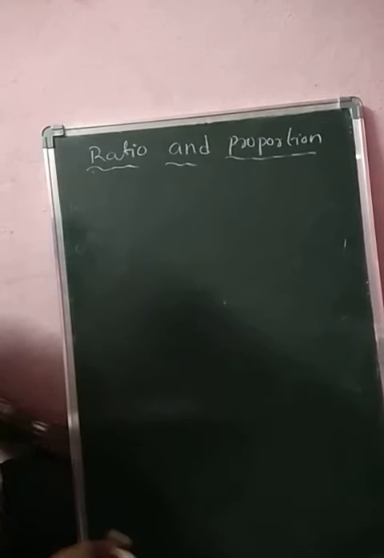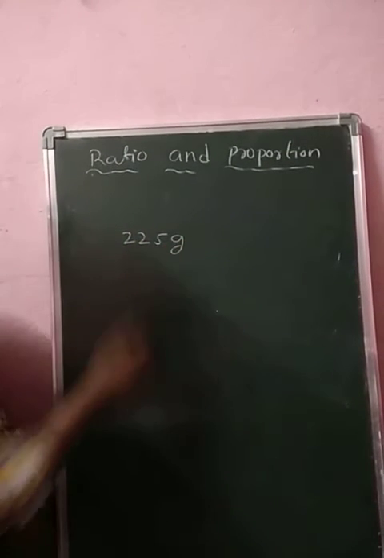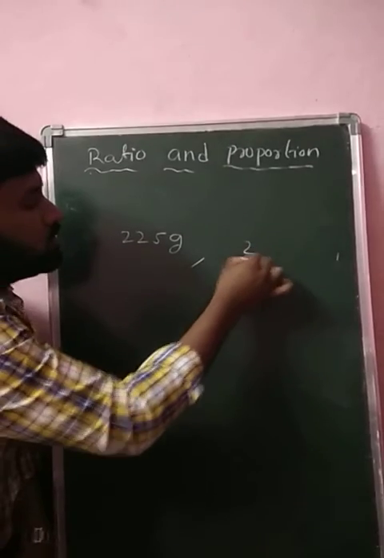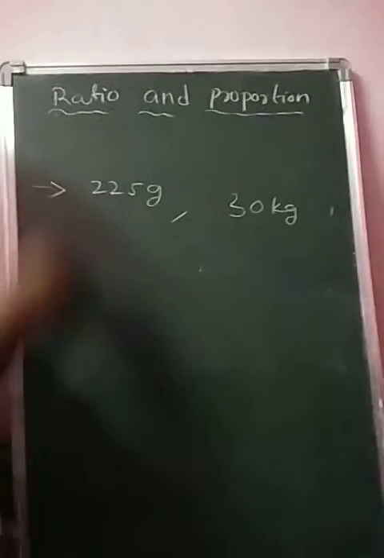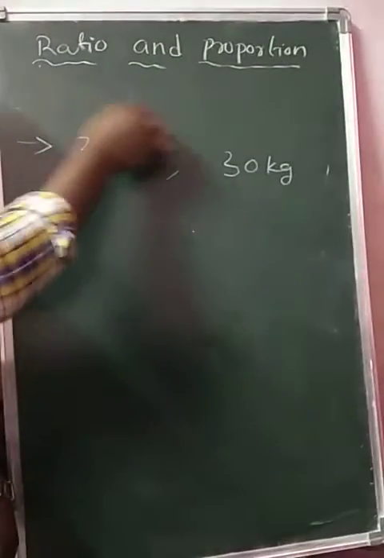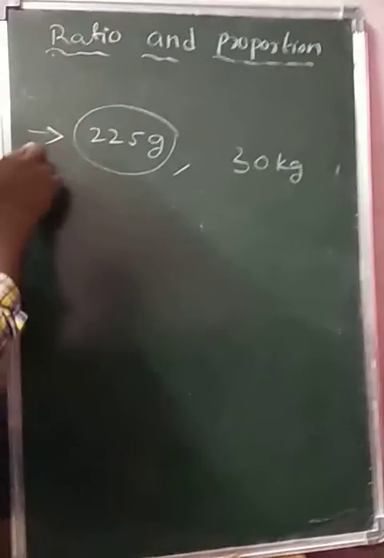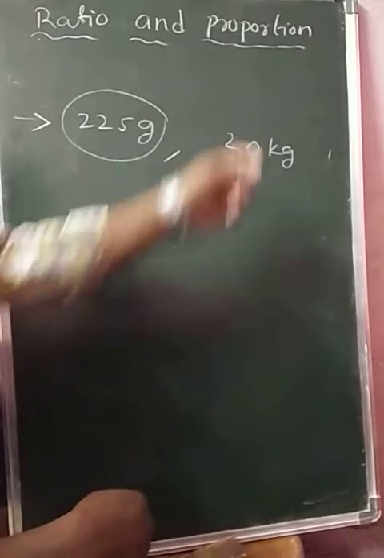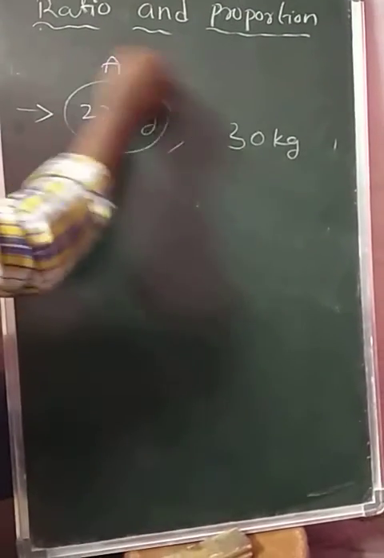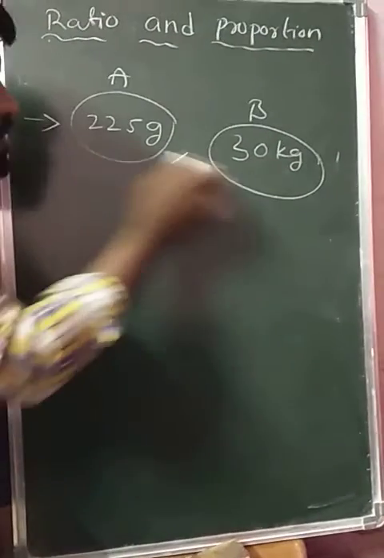I take two quantities like this: 225 grams and 30 kg. Person A has an object with weight 225 grams, and person B has a particular object whose weight is 30 kg.